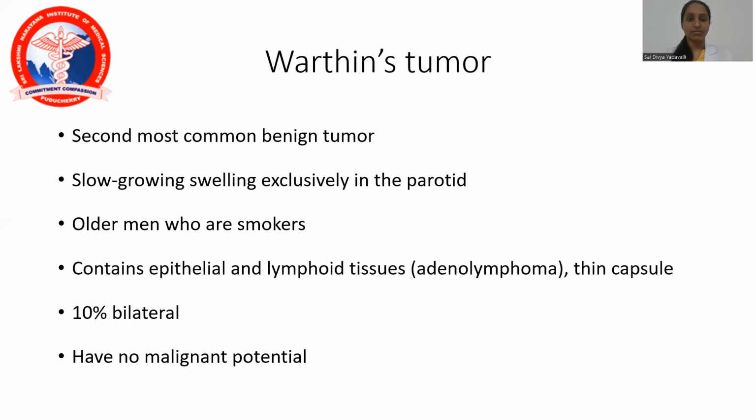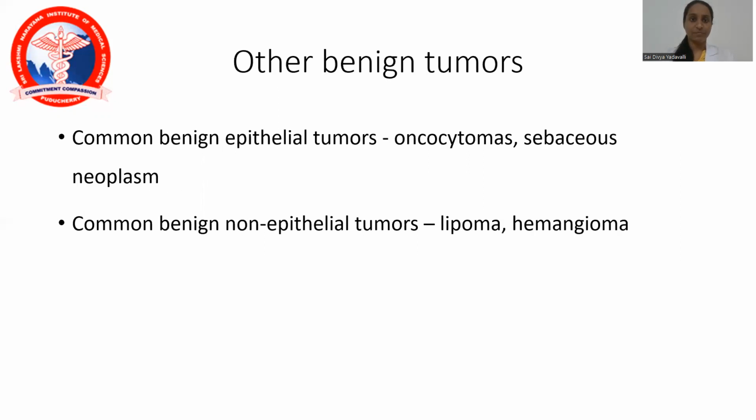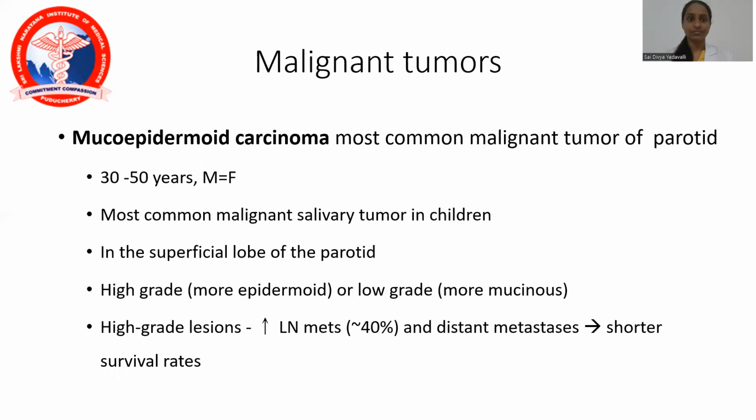Warthin's tumor is the second most common benign tumor. It's a slow-growing tumor that is exclusively seen in the parotid. It's seen more commonly in older men who are smokers. Warthin's tumors contain epithelial and lymphoid tissues, and they're also called adenolymphomas. They have a thin capsule. They have a bilateral incidence of 10% and have no malignant potential. Other benign tumors include oncocytomas, sebaceous neoplasms, or non-epithelial tumors like lipomas and hemangiomas.